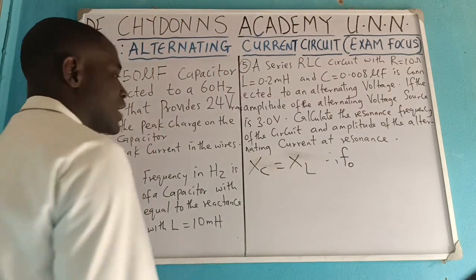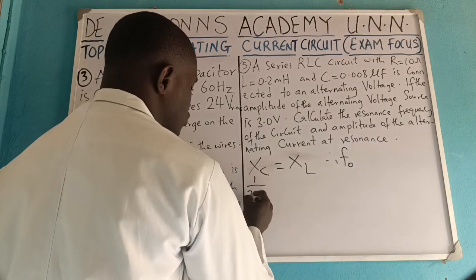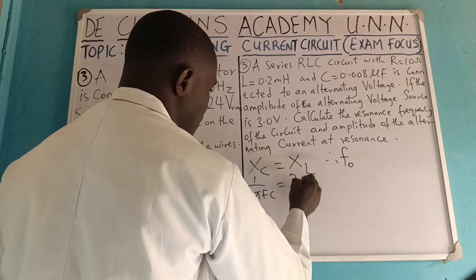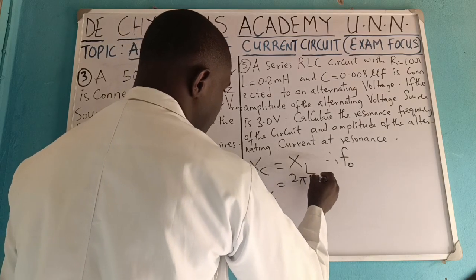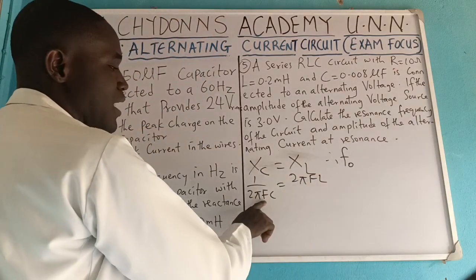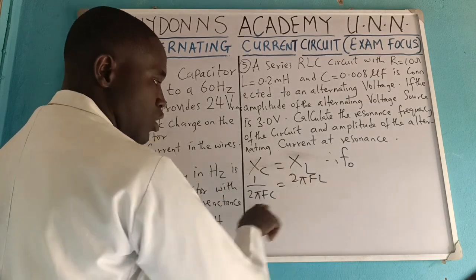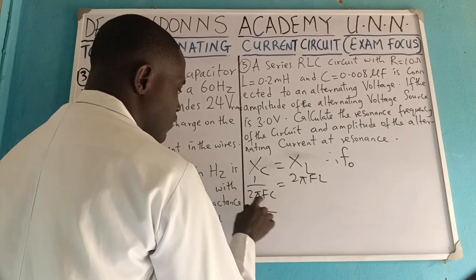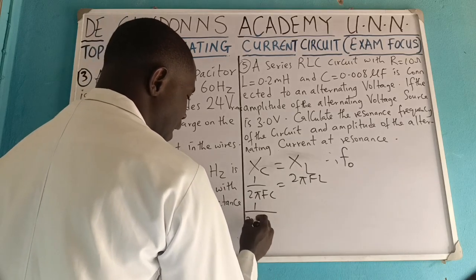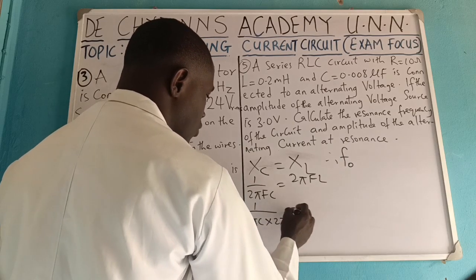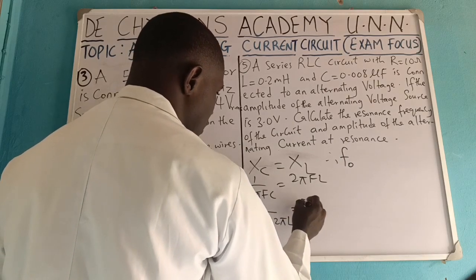How do we get that? This is 1 over 2 pi FC equals 2 pi FL. Making F the subject of the formula, this F will come up, 2 pi L will come down. We have 1 over 2 pi C times 2 pi L equals F squared.